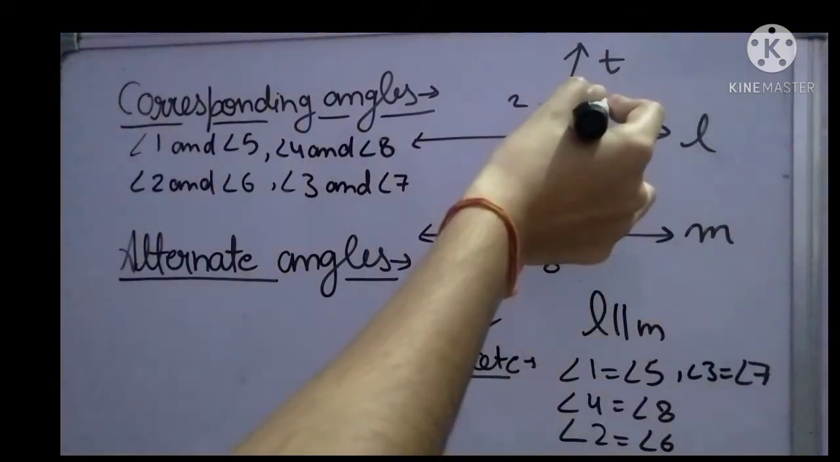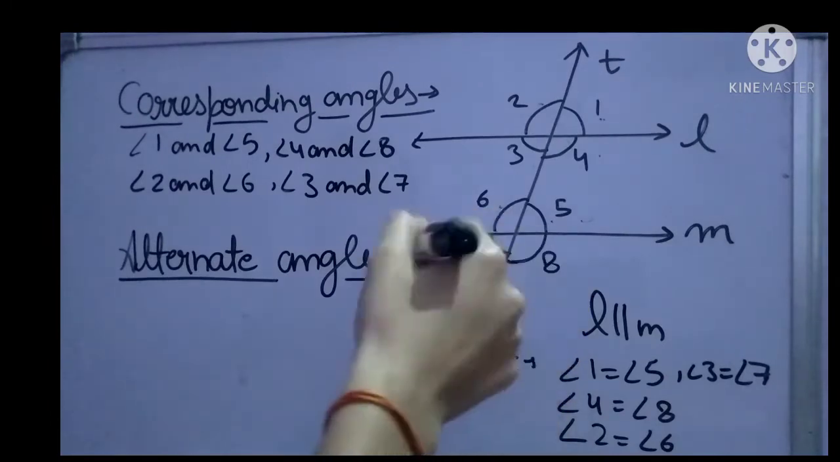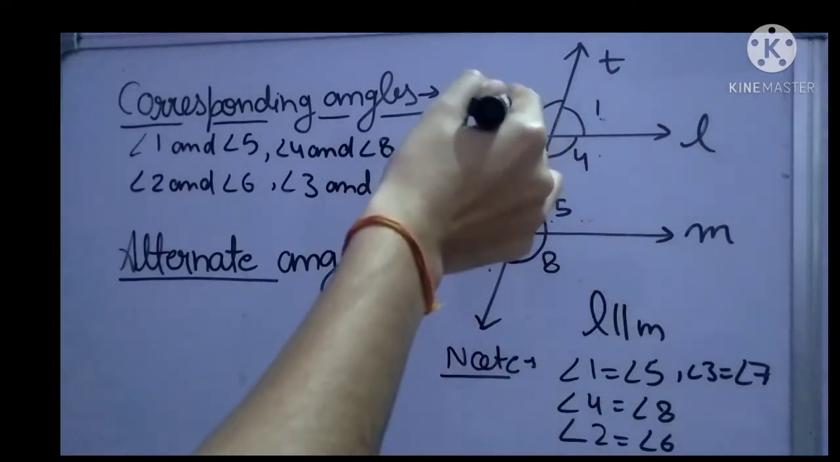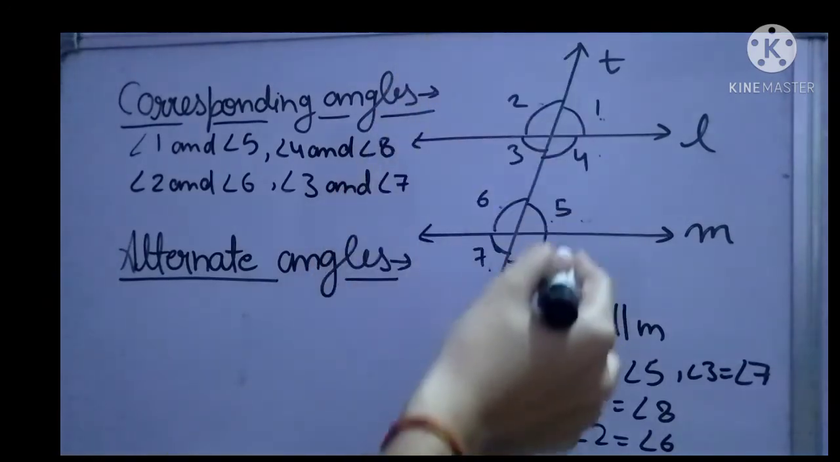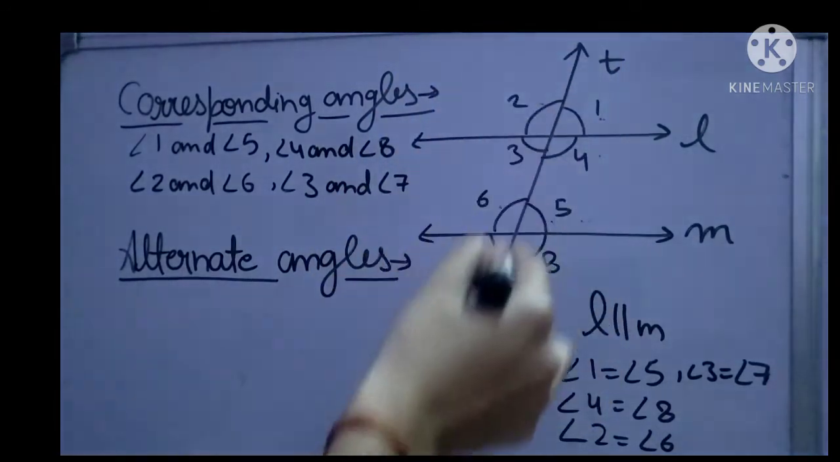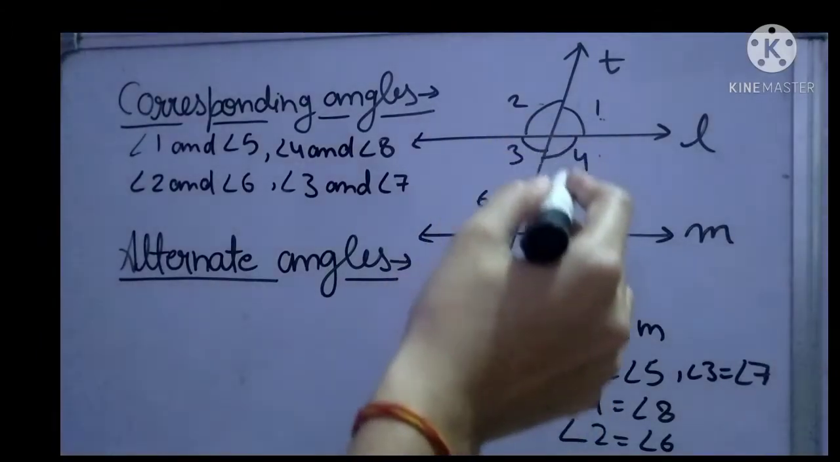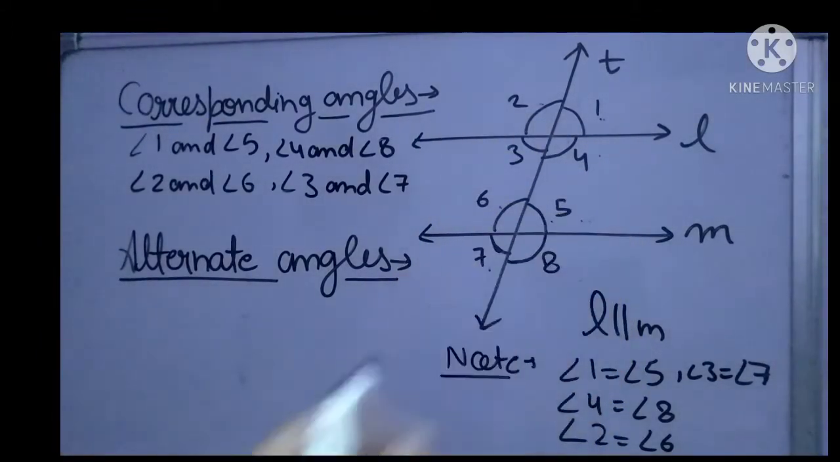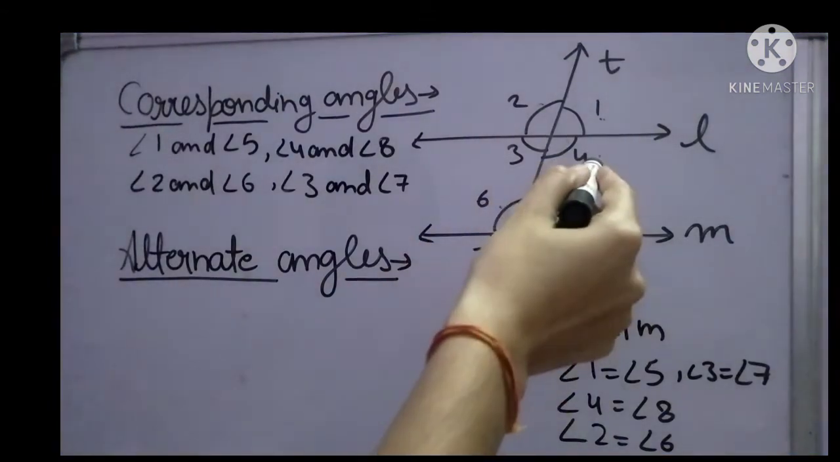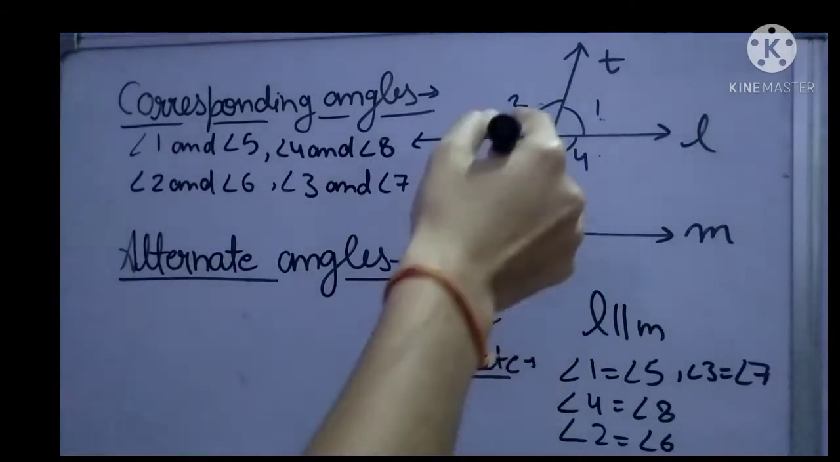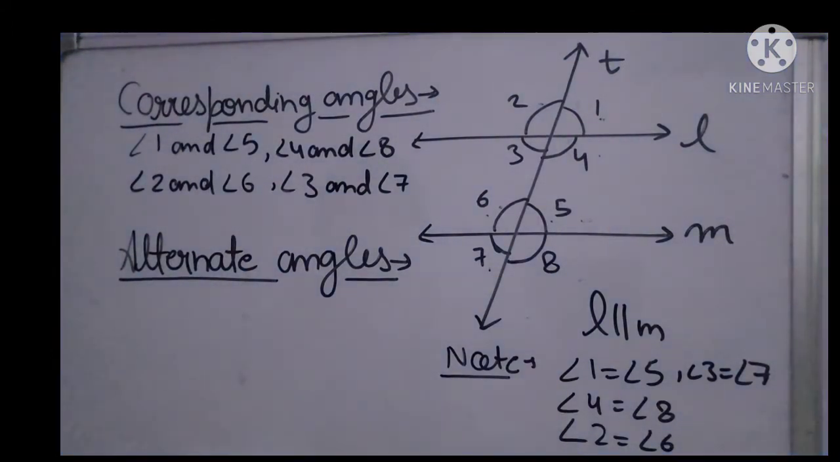Means if this angle is on this side, then the second angle is on the opposite side of this transversal. Similarly, as angle 2 is on this side, angle 8 is on the opposite side of this transversal T. So these angles are called alternate angles. Also angle 3 and angle 5, angle 4 and angle 6, these angles are also opposite, so these angles are also called alternate angles.